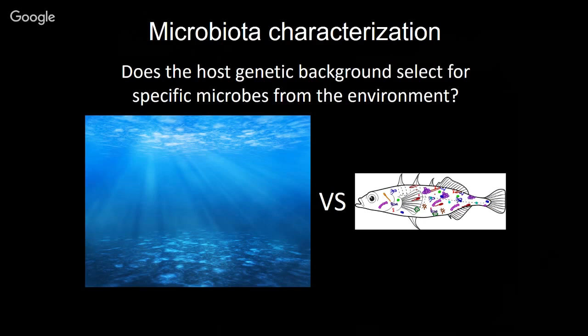So for example, if we have fish from Lake A and it has a different microbial community from fish in Lake B, both in the water and in the gut, we can start to piece apart whether or not those differences are strictly due to the different microbial communities in the water or whether they're due to selection by the fish.